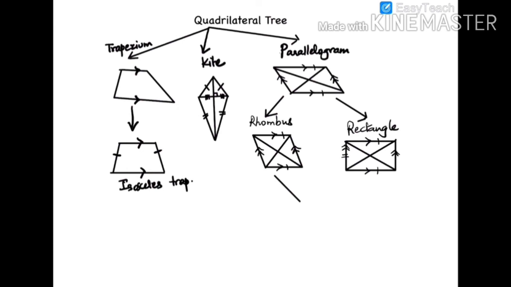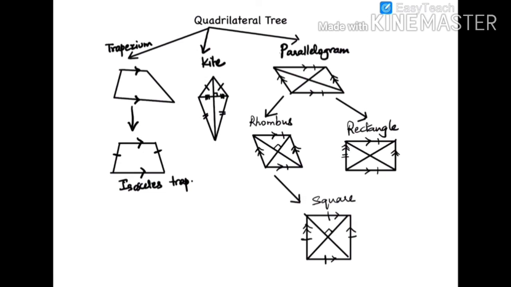Now a special case of rhombus can lead us to a square. If in a rhombus all angles are equal, then each angle will be 90 degrees and we get a square. So a square will have all properties of a rhombus. That means all sides equal and opposite sides parallel. The diagonals will bisect each other at right angle, like it happens in a rhombus.